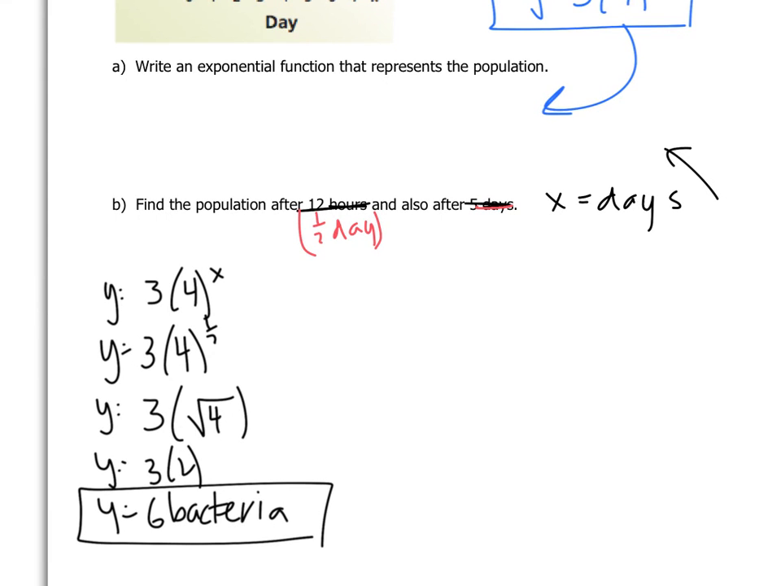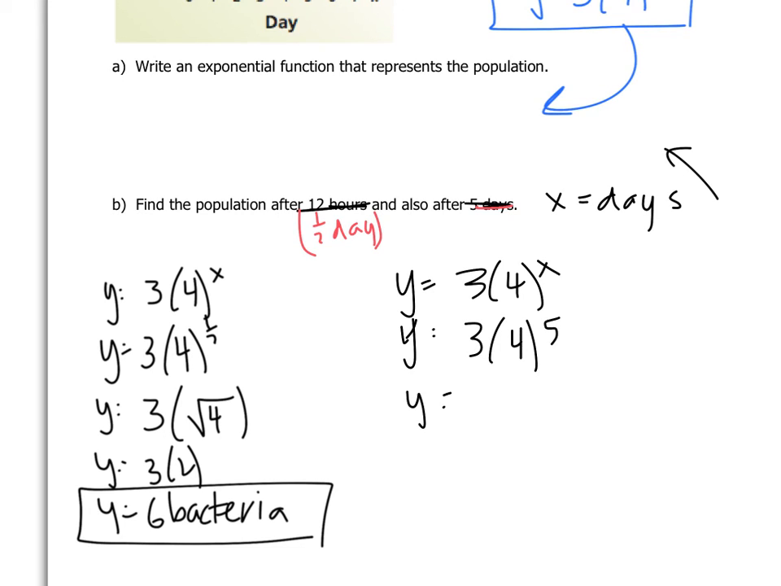And now let's check it out with 5 days. Y equals 3 times 4 to the x. So in this case, x is 5. So I'll get my calculator for that. That's 1,024 times 3, which is 3,072 bacteria.